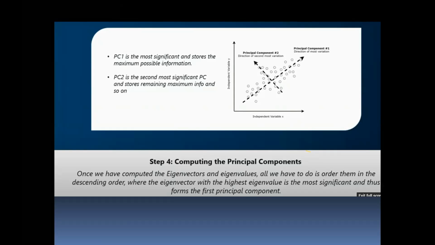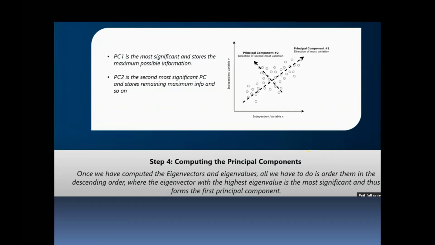While you are sorting like that, you are bringing out the significant data present in your eigenvalues, right? The eigenvector with the highest value is the most significant, and thus forms the first principal component.